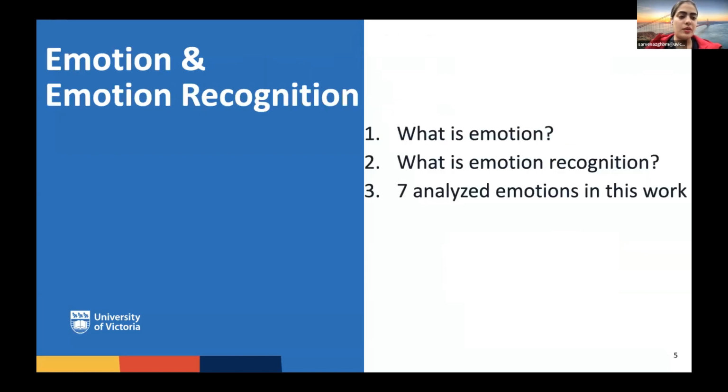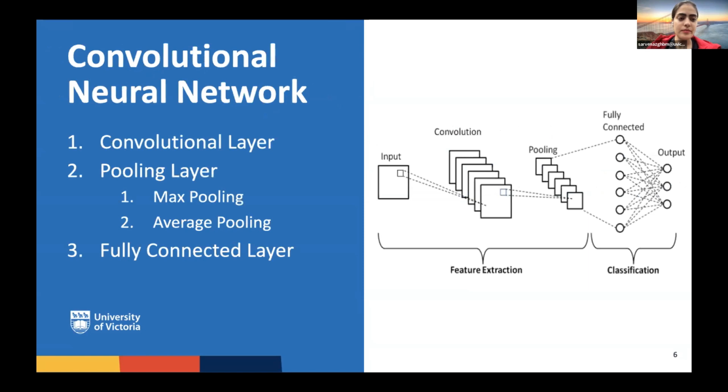So let's talk about emotion and emotion recognition. Emotion is related to mental states, thoughts, feelings, behavioral responses, and levels of happiness or dissatisfaction caused by neurophysiological changes. The technique of recognizing human emotion is called emotion recognition. And the 7 emotions that we use in this work are happiness, sadness, fear, disgust, anger, neutral, and surprise.